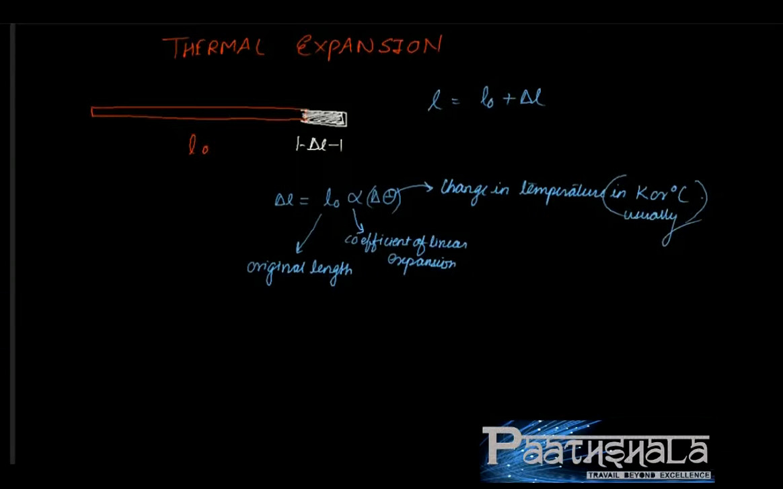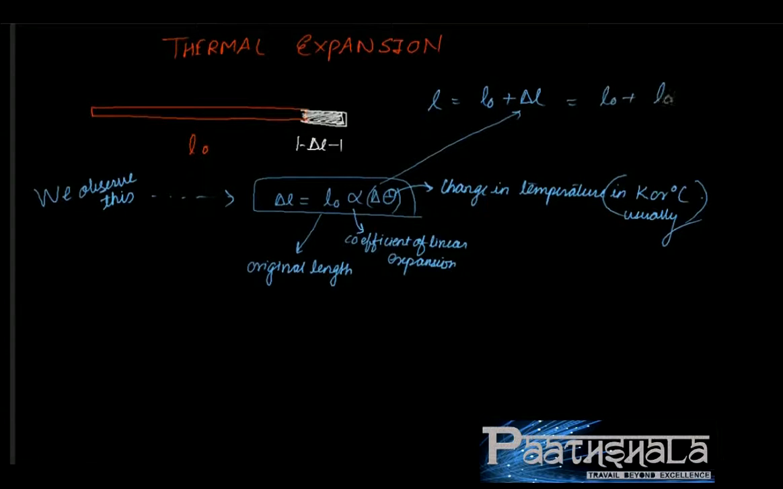Okay, so now we substitute delta L as L naught alpha delta theta. It is an empirical relation. This is what we observe. Cool. So after we substitute it over here, what we get is L naught plus L naught alpha delta theta, which is equal to L naught into 1 plus alpha delta theta.